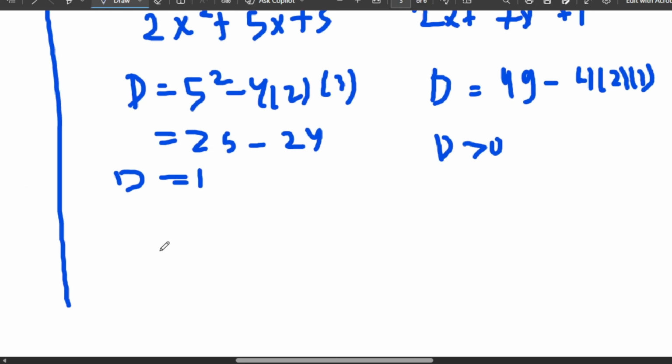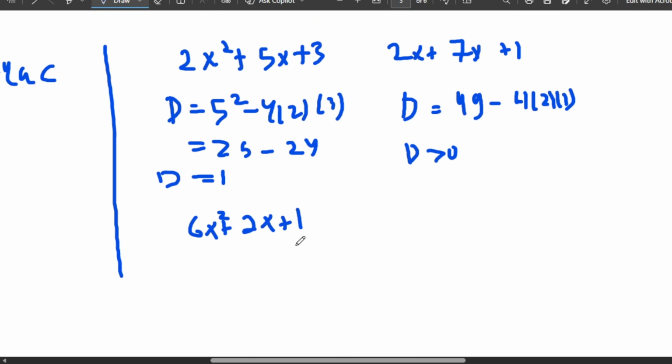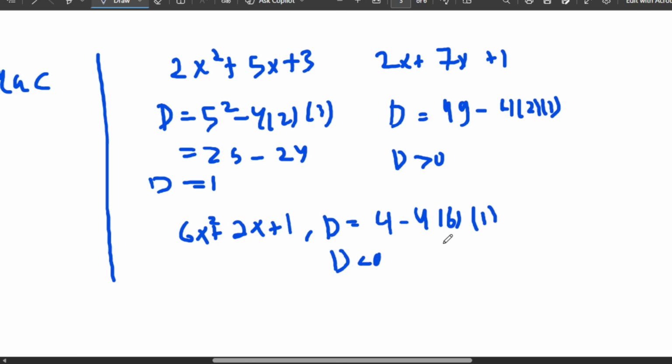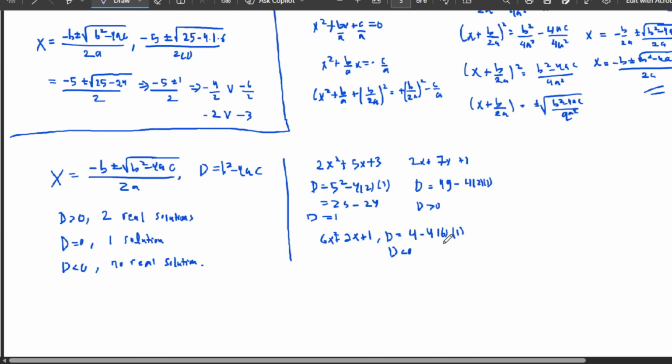Or if you had something like 6x squared plus 2x plus 1, the discriminant would be 4 minus 4 times 6 times 1. It will be D less than 0, so no real solutions.